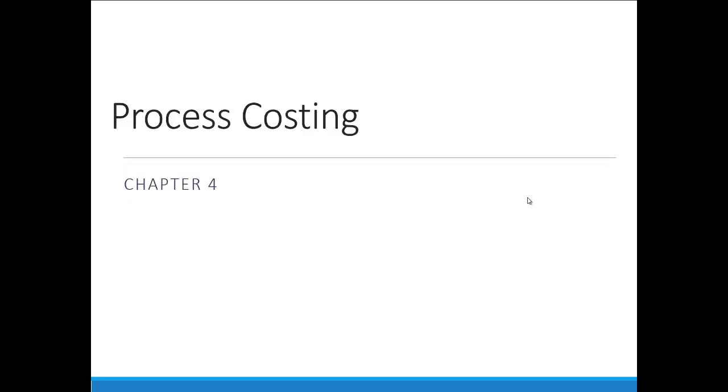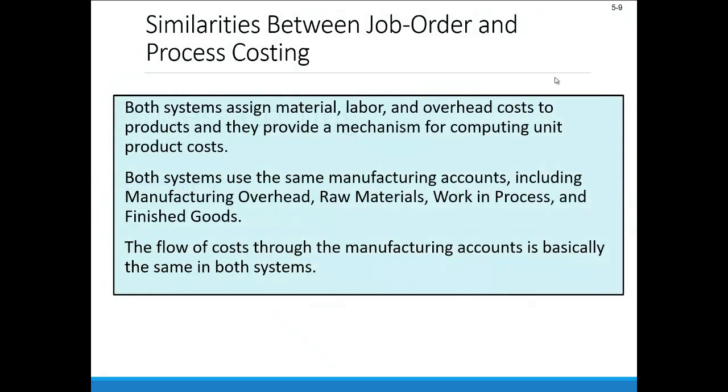So that brings us to the start of Chapter 4, Process Costing. So there are some similarities between job order and process costing systems. Both systems do assign our traditional manufacturing costs, so materials, labor, and overhead, to products, and they provide some kind of mechanism, although it differs, for computing unit product costs.